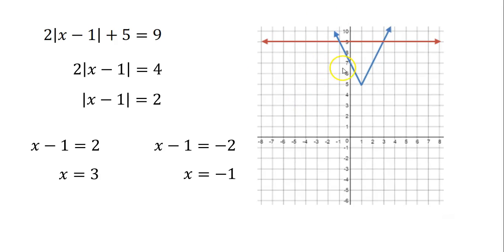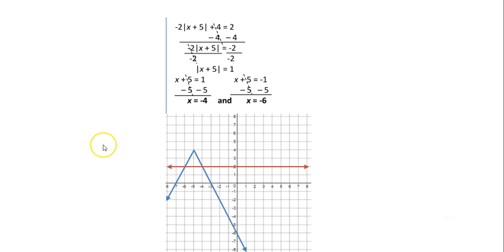If we solve that graphically, this is exactly what that would look like. So here's y equals 9. Here's y equals 2 times the absolute value of x minus 1, plus 5, and they intersect at -1 and +3, which is exactly what we have here. Another one. All the information is here, so hopefully you can keep up. It's all here, all the algebra, and then the graph is there too.